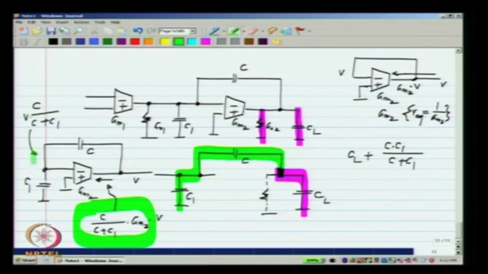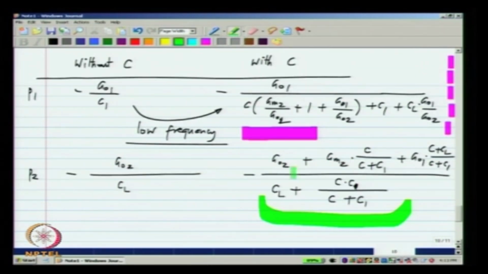In this case it is about GM2 because all of this V was fed back to the input. Here only a fraction of V is fed back to the input. So, it is smaller than GM2, but nonetheless related to GM2. So, that is the conductance contributed by GM2. In addition to this, you have GO2 itself over there. So, we expect that we will have C by C plus C1 times GM2 plus GO2, and indeed if you look at the expression, we have GO2 plus the effect of GM2 being in feedback.